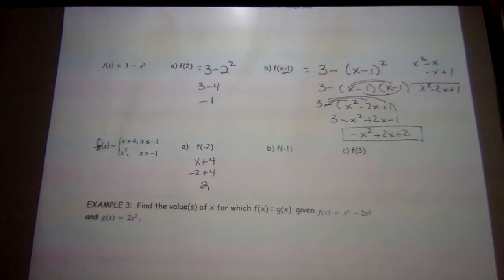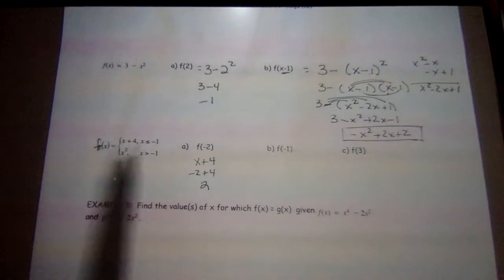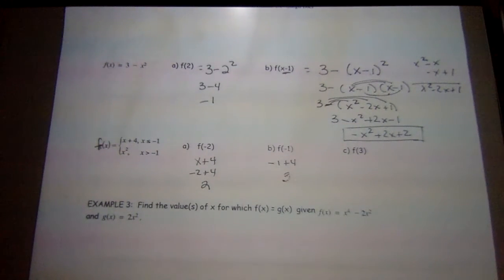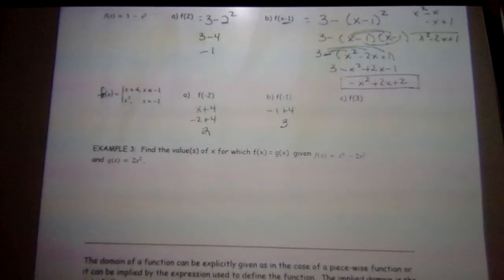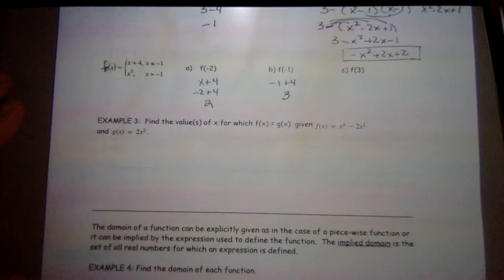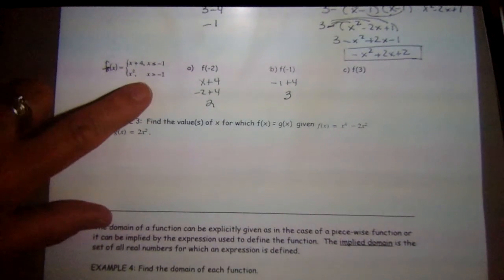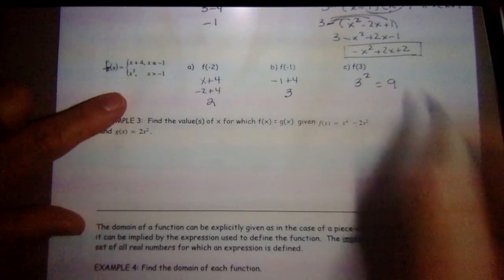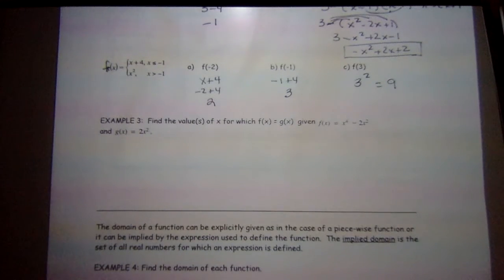What about B, f of negative 1? Because it's less than or equal to negative 1, we use the top one. Then f of 3, bottom one, because 3 is greater than negative 1. So 3 squared gives us 9. Questions there?